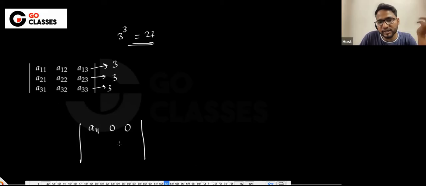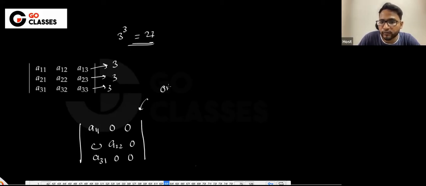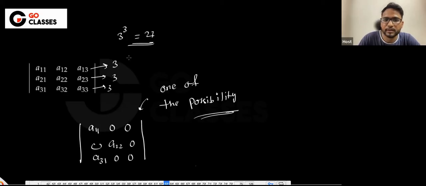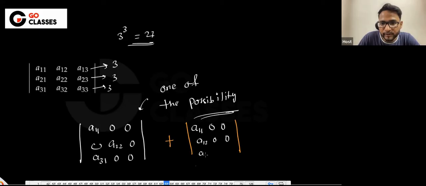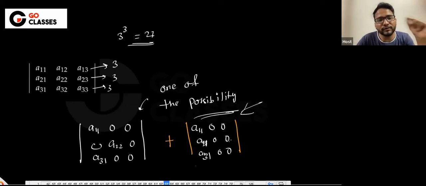In the second row also, I have 3 choices. I will take A22 maybe. This is zeros. I will take one more, like A31, and this is zeros. This is one of the possibilities. Do you all agree with this? This is just one of the possibilities. Similarly, there are many other possibilities where maybe you can take A11 from the first row, maybe A21 from the second row, A31 from the third row. This is another possibility.